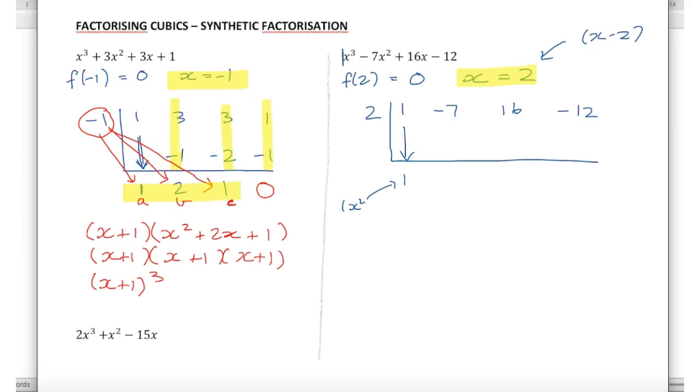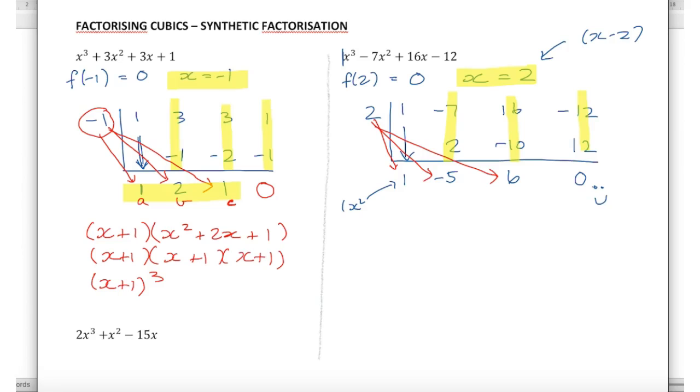Okay, so 2 times 1 gives me 2. Let's add -7 plus 2 is -5. Then 2 times -5 is -10. 16 plus -10 is 6. 2 times 6 is 12. Adding that column, -12 plus 12 is 0. I am happy because I've got a 0 there.